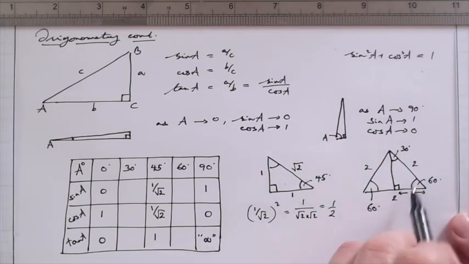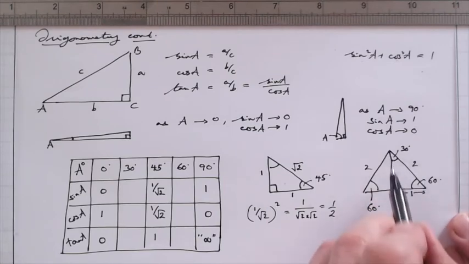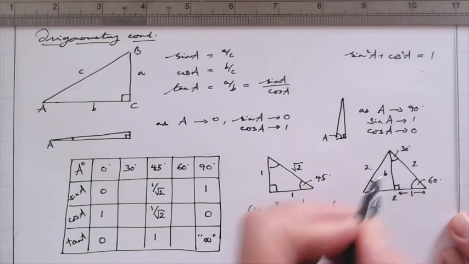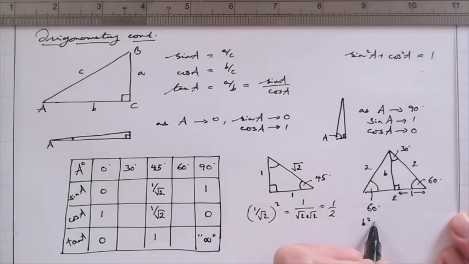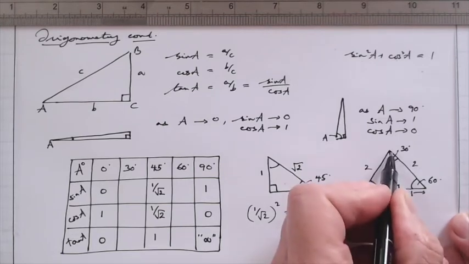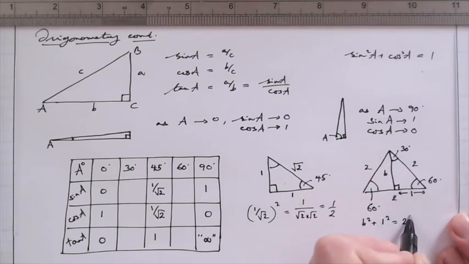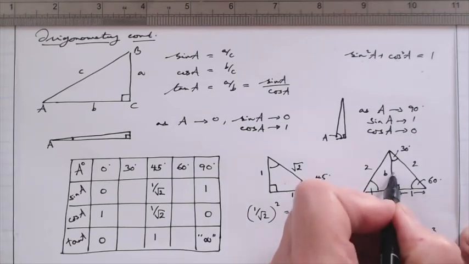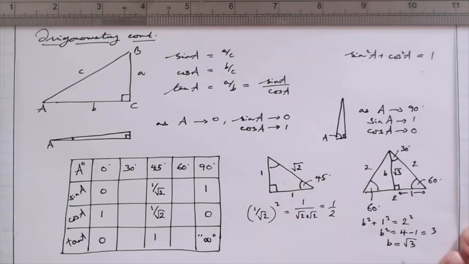And you can use Pythagoras in reverse here to get this length. So this length here, let's call it b. We'll have that b squared plus this length squared, which is 1 squared, will equal the hypotenuse squared, which is 2 squared. So b squared will be 2 squared, which is 4, minus 1 squared. So b squared will be 3, and so b will be the square root of 3. And then we can read off our values here.